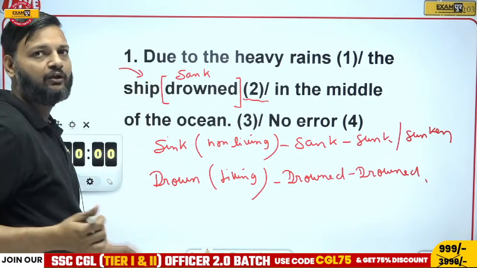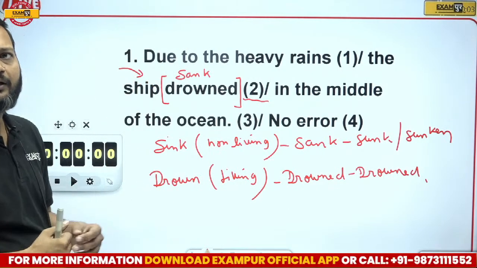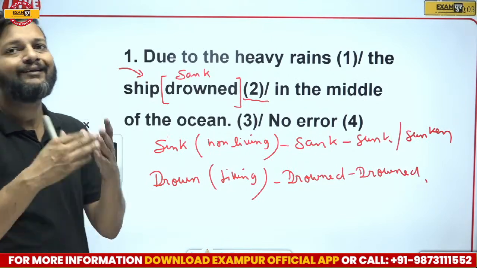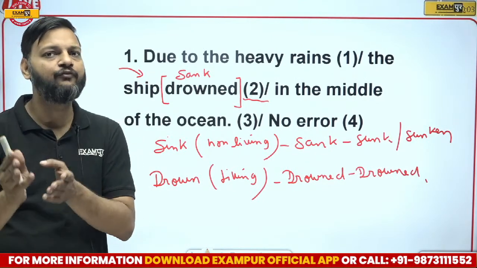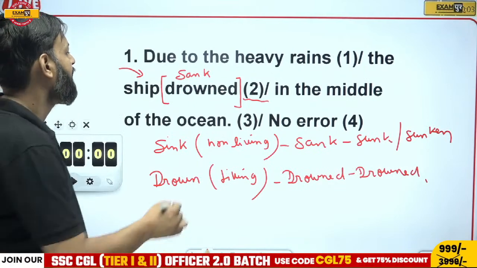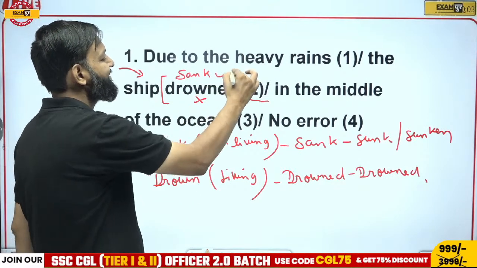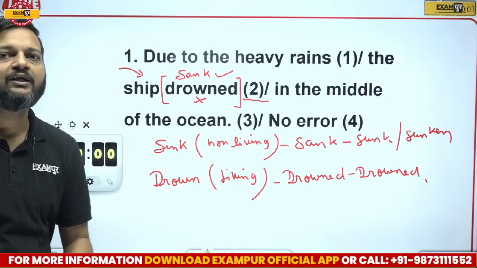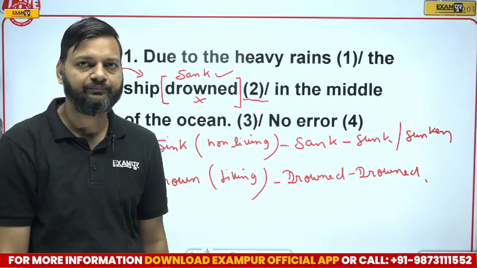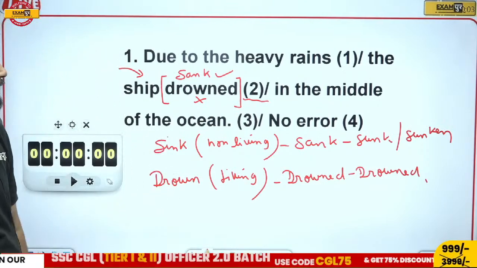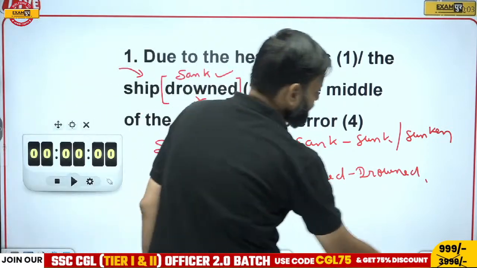So here we are talking about a ship. Ship is of course a non-living thing. So here we cannot use the word drown, because drown is used only for living things. So here drown will be replaced by sank, which is the second form of sink. Okay, clear? Now the second question.